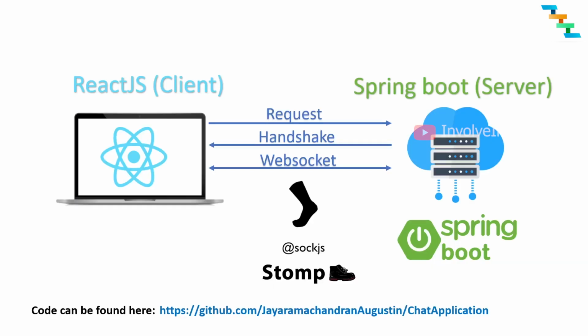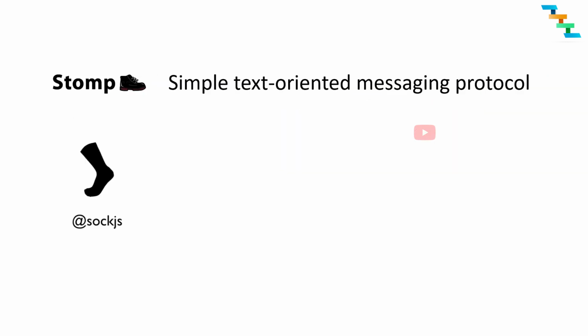The tech stack is: the backend is Spring Boot, which uses Stomp and SockJS, and the front end is ReactJS. For the sake of simplicity, I will make this application as simple as possible, so we are not integrating this with a database. First, we will see how the backend Spring Boot project works.